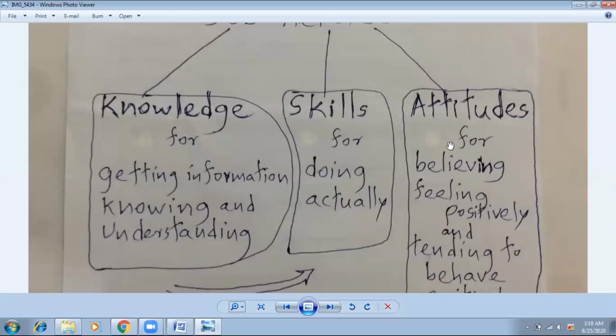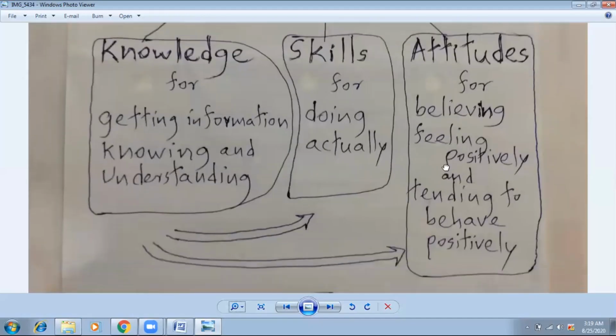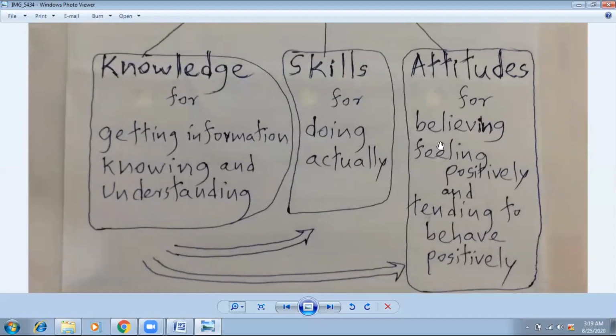Then attitudes. An attitude is a psychological thing. Attitudes are for believing, feeling positively, and tending to behave positively. So attitudes involve beliefs, then feelings, ideally positive feelings. There may be negative feelings also, but we want to have positive feelings and also tend to behave positively.